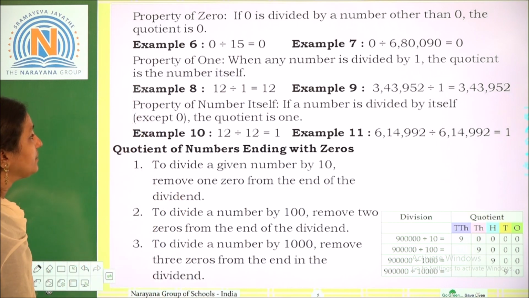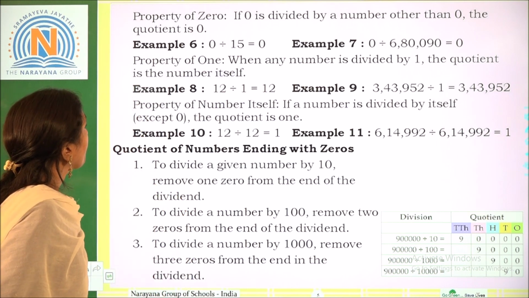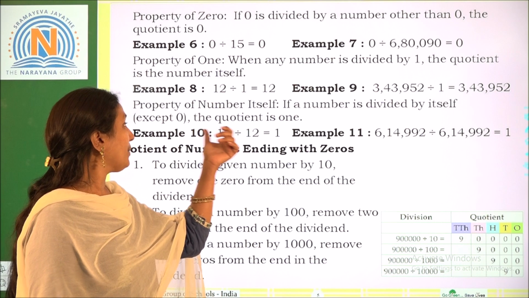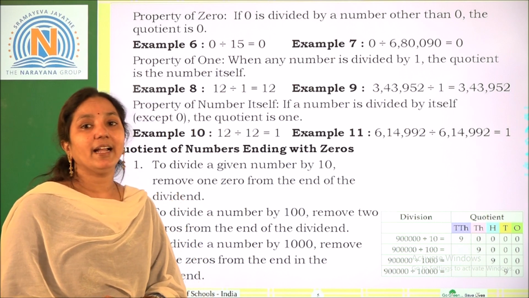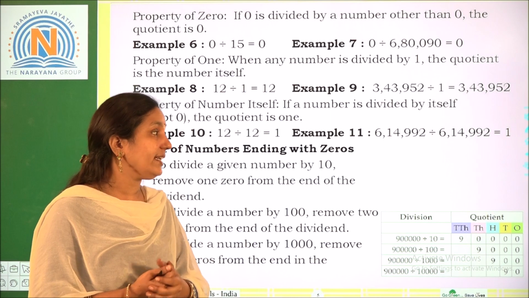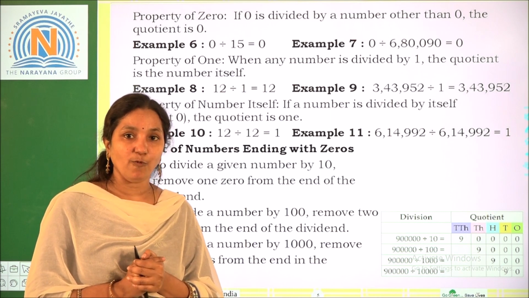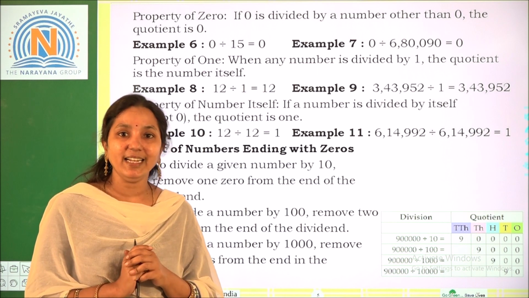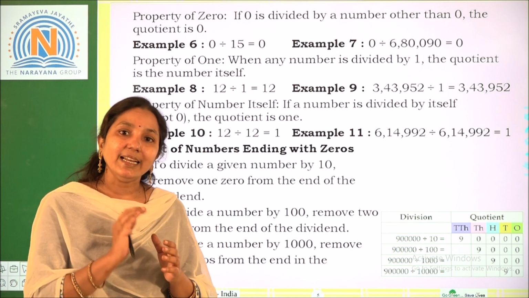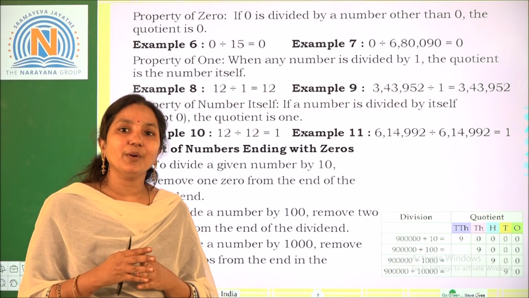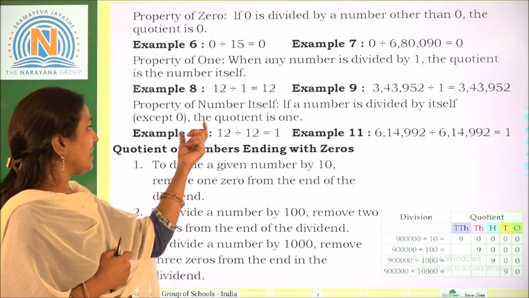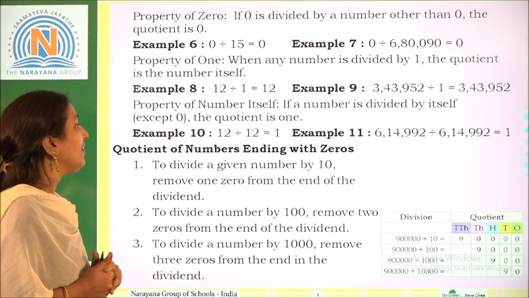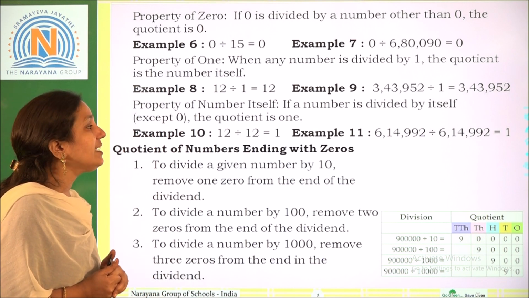Now coming to the next one, property of a number itself. A number divided with itself. What will you get? Will you get 1 as the quotient or the number itself? You will get 1 as the quotient. Means 3 divided by 3, how many times will it go? 1 time. So once again, if a number is divided by itself except 0, the quotient is 1.